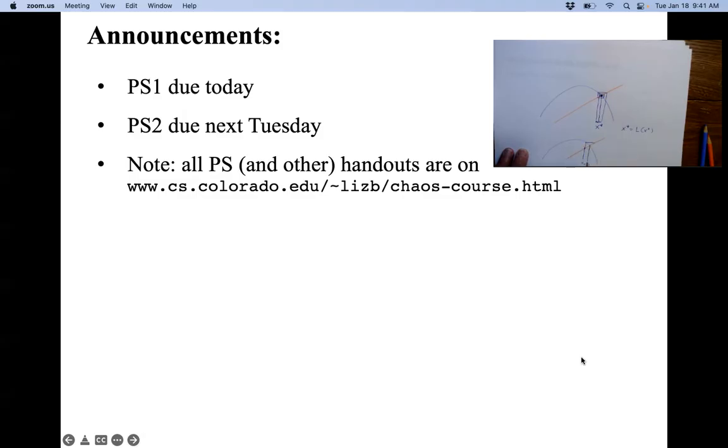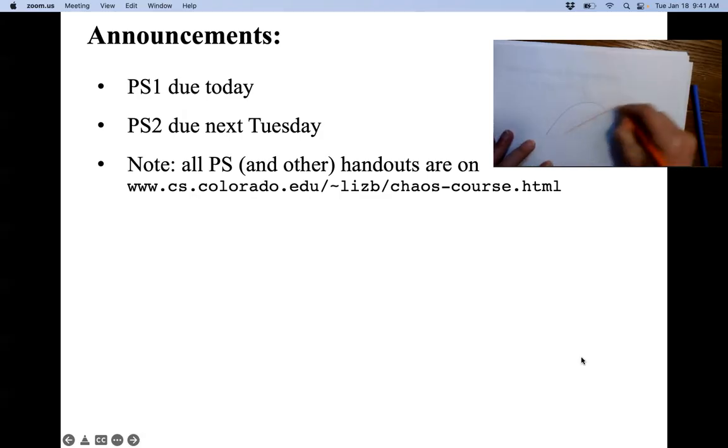Actually, let me do it differently. Let me do it a little bit further over. Redo this picture. Sorry. Here's my parabola. Here's my line. Maybe try here, and I'll try here, and then watch what happens.